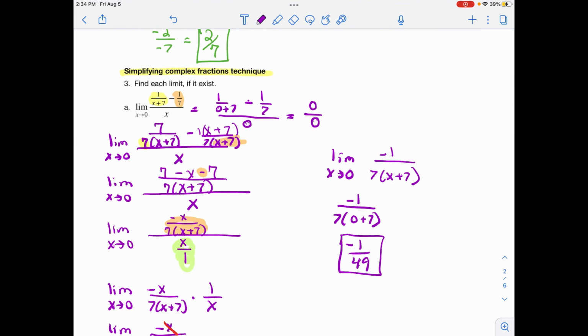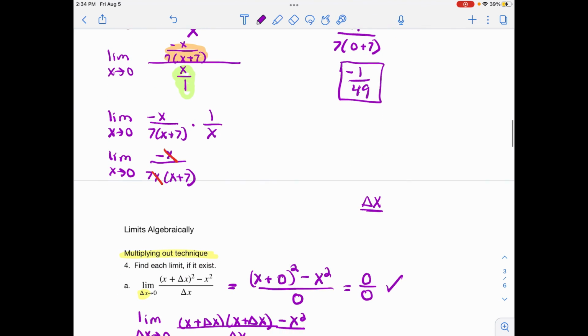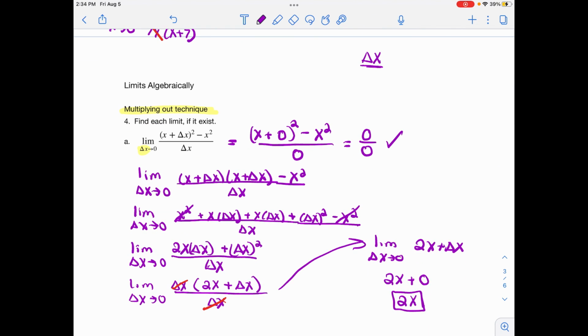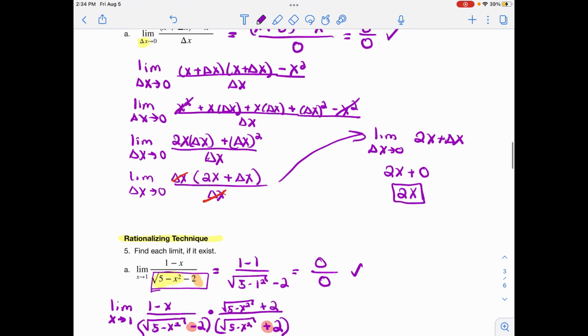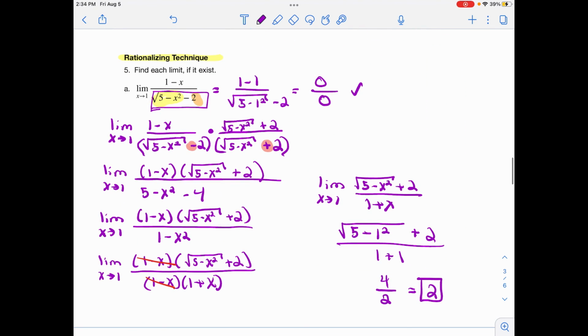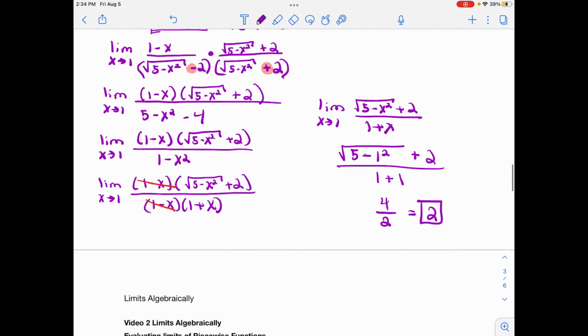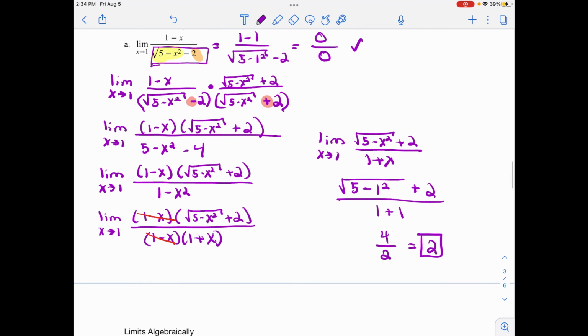Simplifying the complex fraction, so that you find common denominators of the compound fraction, so that you can get a fraction over fraction and then cancel something out from top and bottom. Multiplying out technique, where you multiply things out and then factor again and see if something cancels from the top and bottom. And finally, the rationalizing technique, where if you have a radical, you multiply the top and bottom by the conjugate of that radical, multiply out, factor again, and see if anything will cancel out from top and bottom. Those are your techniques that we will use in part 1 of solving limits algebraically.